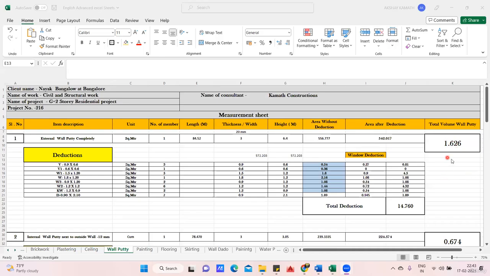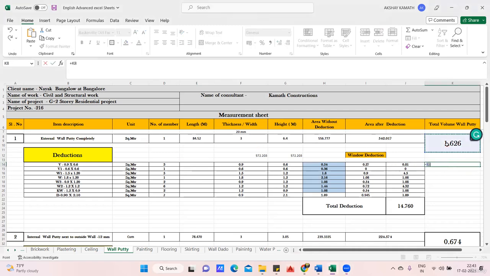So this is the volume what I have, which is 1.626 cubic meters. So we just have to multiply this volume by 850. So you're going to get the total wall putty that is required in the external wall putty completely. If you want, I can do one calculation here. You just multiply this answer by 850. So you'll get 1382 kg of wall putty is required. This answer will be in kg.